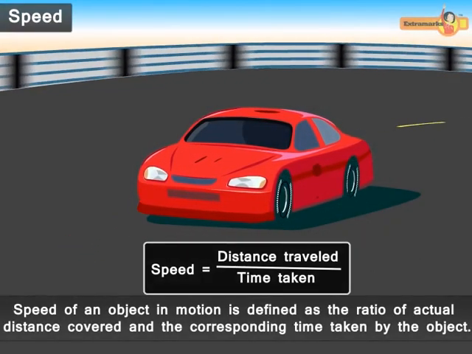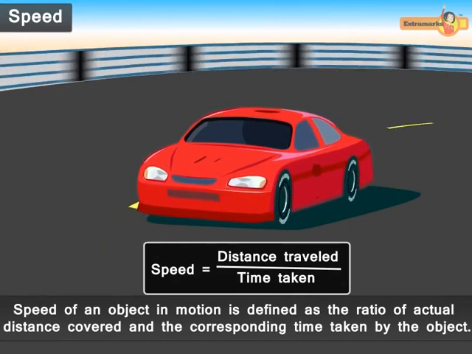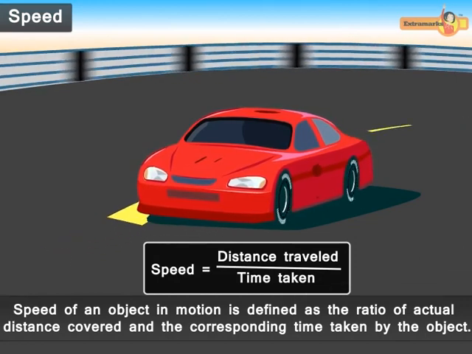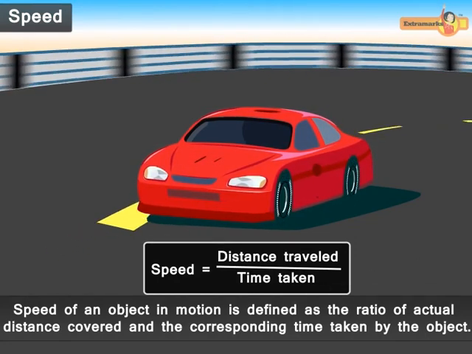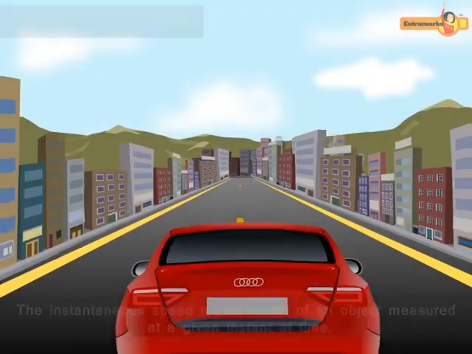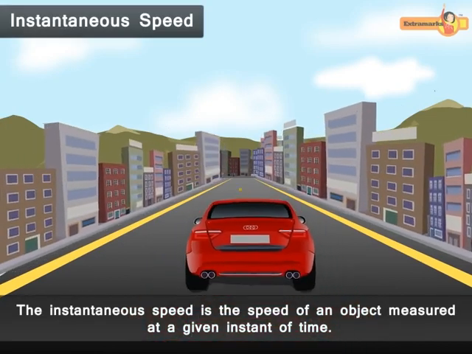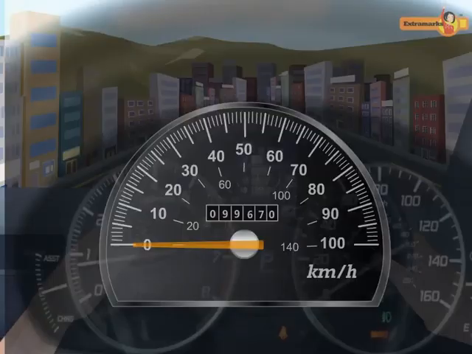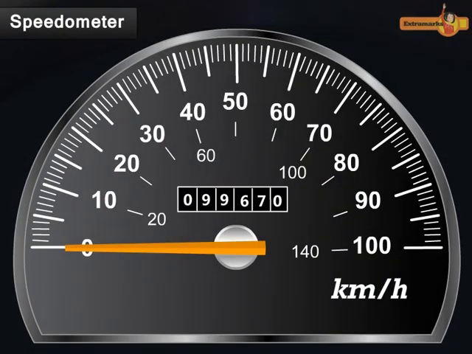Speed of an object in motion is defined as the ratio of actual distance covered and the corresponding time taken by the object. Whereas the instantaneous speed is the speed of an object measured at a given instant of time. Unit of measurement of instantaneous speed is kilometer per hour.